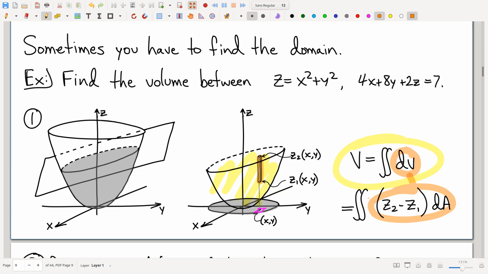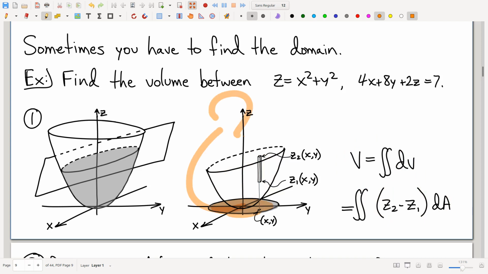Here's the tricky part. It is not clear, it is not given in the statement of the question what this domain is. I mean, it's the shadow of my solid, but what's that? That's what I'm going to have to slice up, and I don't know what it is, right?